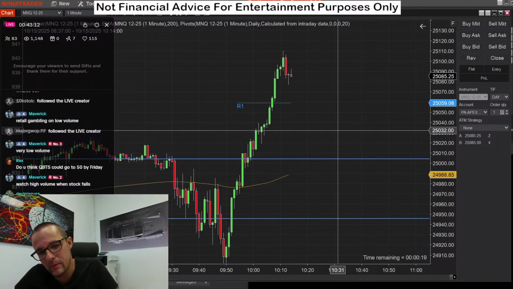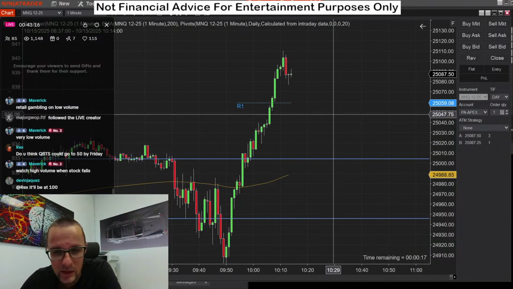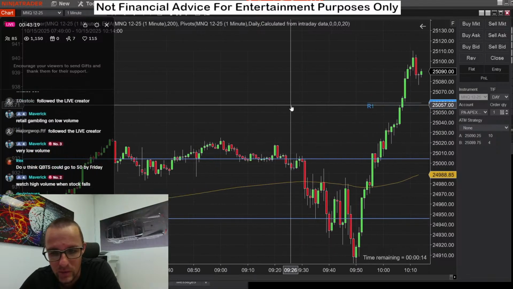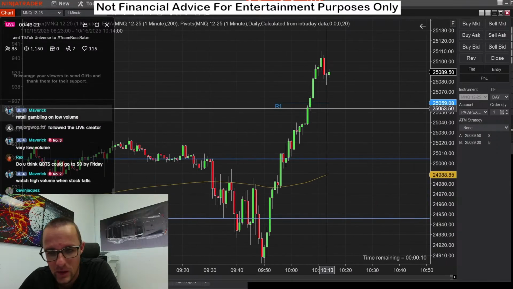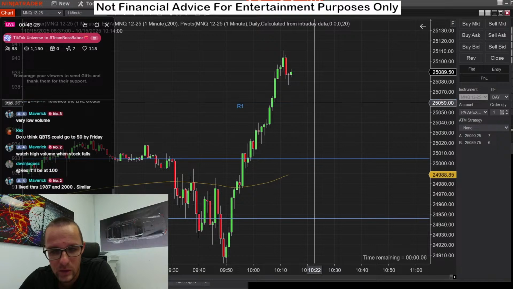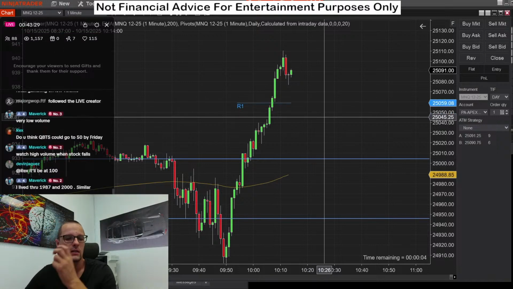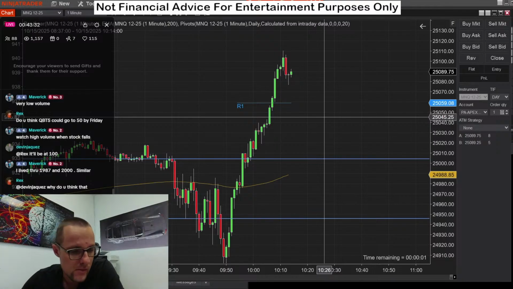I'd like to possibly take a scalp off this imbalance right here. That's the only kind of trade that I see for myself. That's the only imbalance really that I could potentially take a scalp on. The only thing is it's right below that pivot point, which kind of sucks. Yeah, this could be the first sign of a reversal.